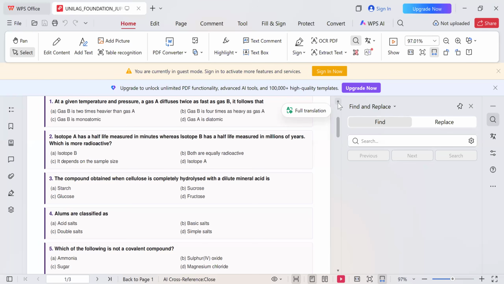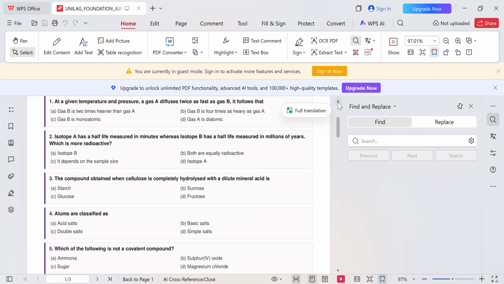A shorter half-life means a much faster rate of nuclear decay per time compared to a longer half-life. So the answer here is A, isotope A. Of course, we know what an isotope is: elements that have the same atomic number but different atomic masses.